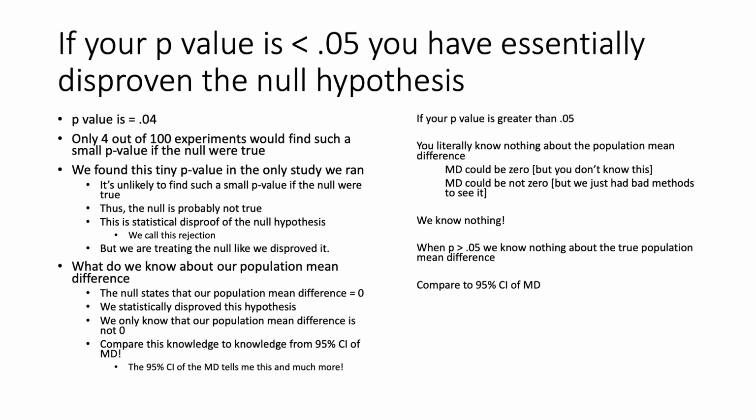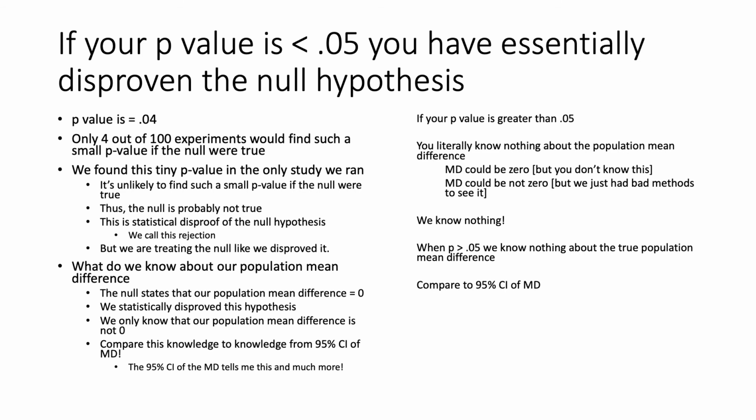Now, when we compare this to what we know about 95% confidence intervals, you're starting to see, we know a lot more about the true population mean difference when we start to focus on 95% confidence intervals of the mean difference. With our p-value, we only know if we've disproven the null hypothesis. That is, we only know if we were saying that our true population mean difference is not 0. That's it. That's all we know.